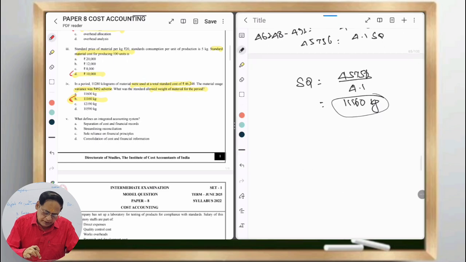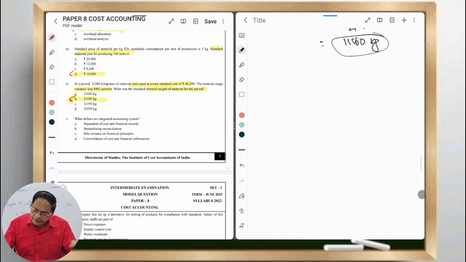And then the next one is, what defines an integral accounting system? An integral accounting system means it is a consolidation of both cost and financial accounting. That is it. The options given are: separation of cost and financial records, streamlining reconciliation statements, sole reliance on financial principles, and consolidation of the cost and financial information. So consolidation of cost and financial information is the correct answer.